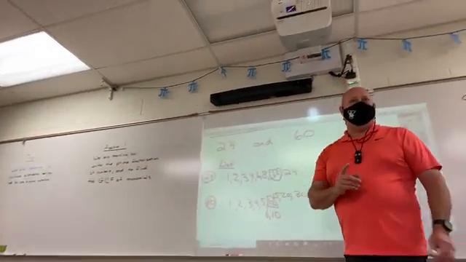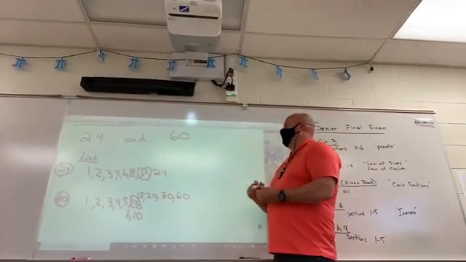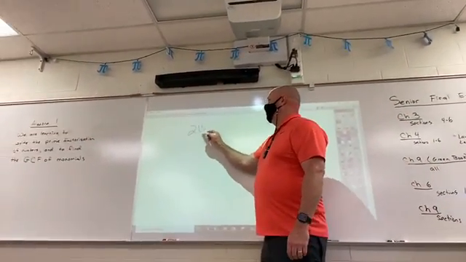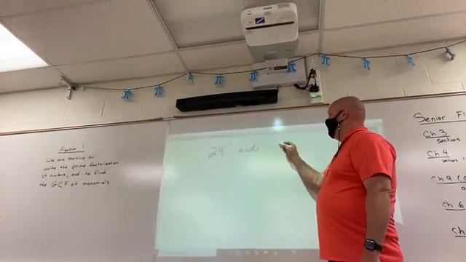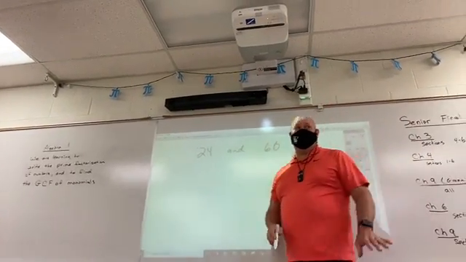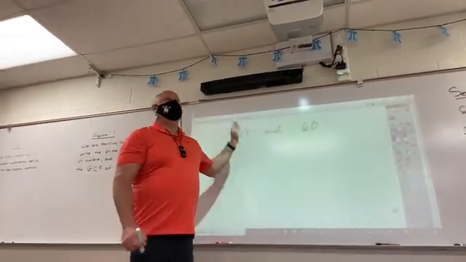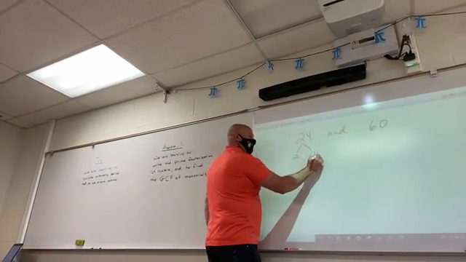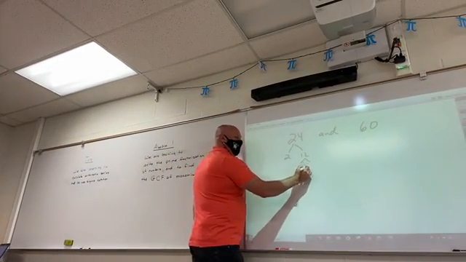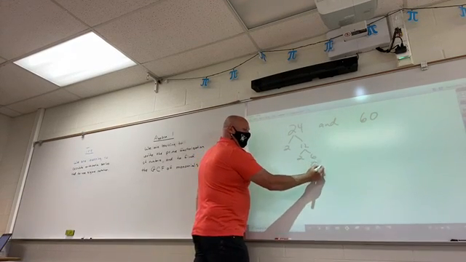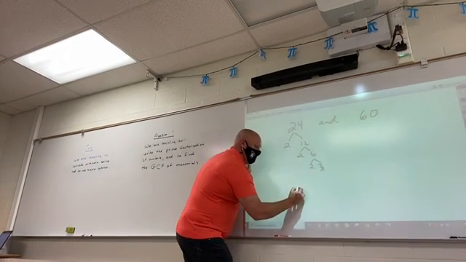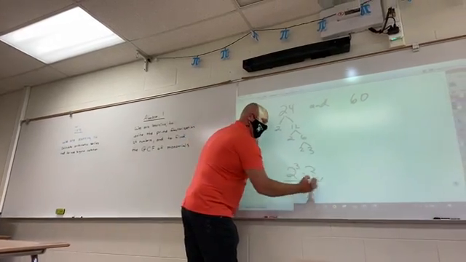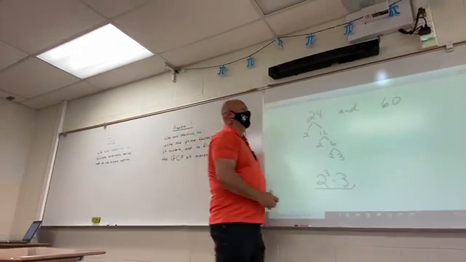Here's a better way. A better way to do this, 24 and 60, is to do the prime factorization. What's 24 break down into? 2 and 12. 2 and 6. 2 and 3. So what do you got? You got 3 2s and a 3. Yes? Great. How about the 60?